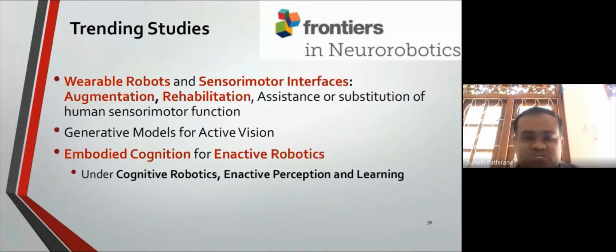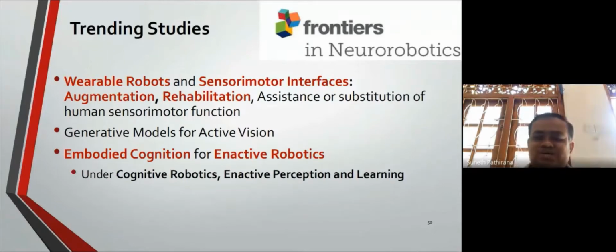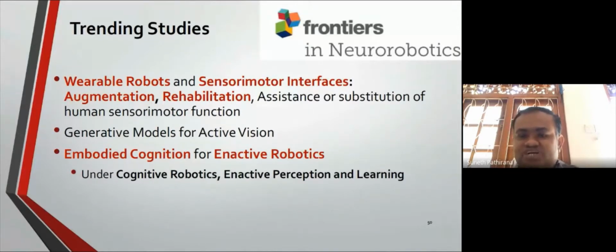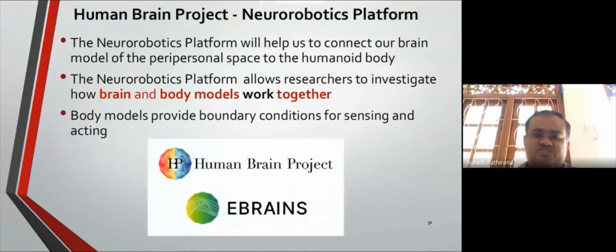And these are the trending studies: wearable robots like power suits, sensory motor interfaces, augmentation or simulation, rehabilitation robotics, generative models for active vision, embodied cognition or enactive robotics, cognitive robotics, and enactive perception and learning. These are the keywords that, if you are really interested in further study, you can use.